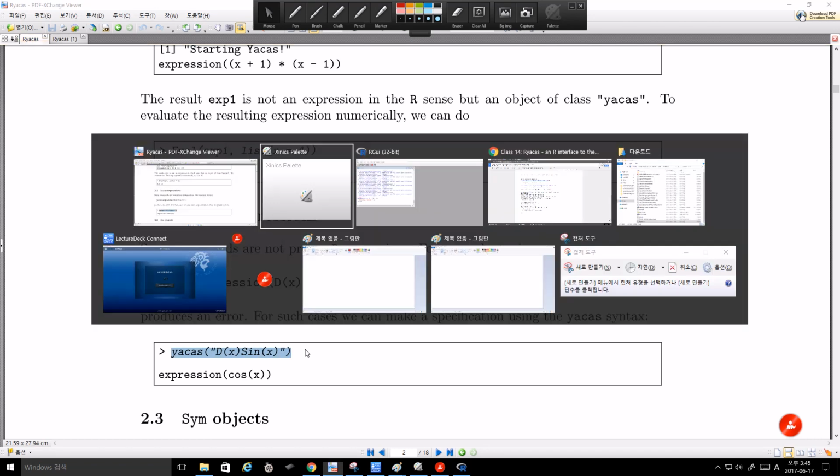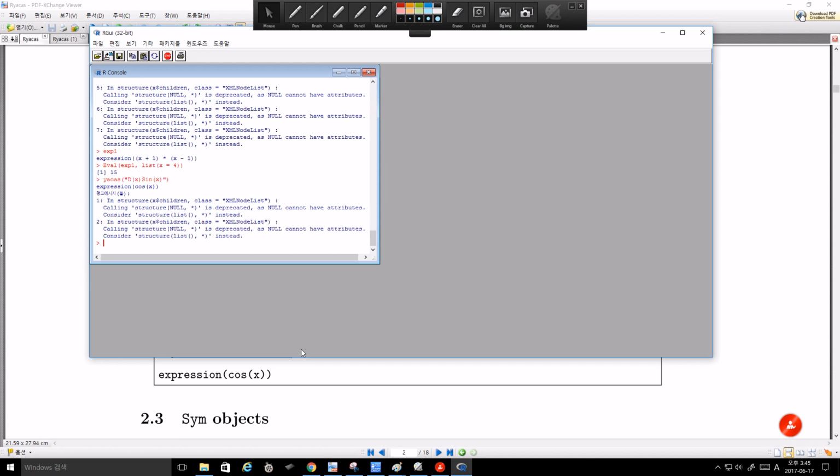Yacas takes differentiation, then here, dx sine x, this means basically d sine x over dx, which is cosine x, which is this part. It's very convenient. Cosine x.